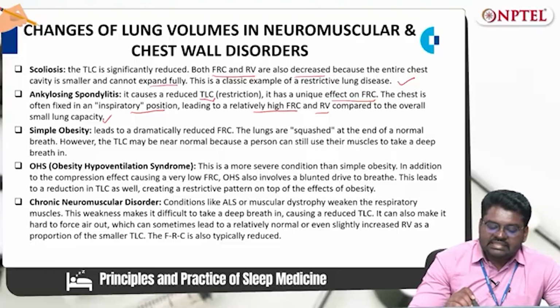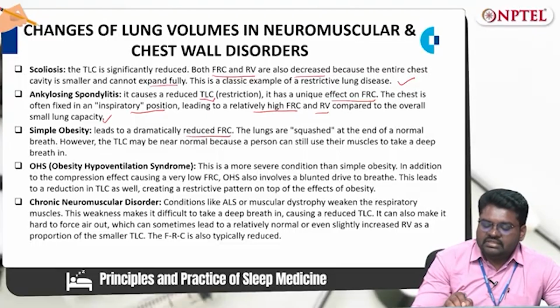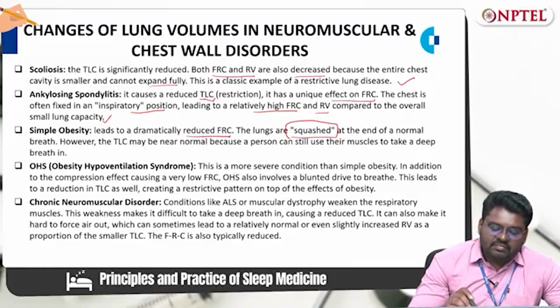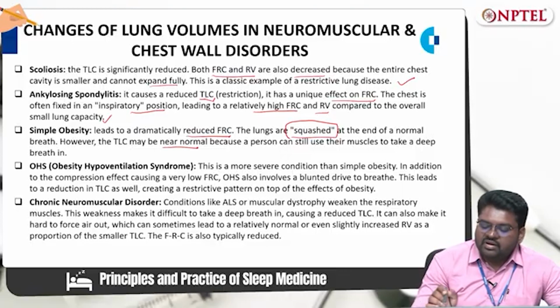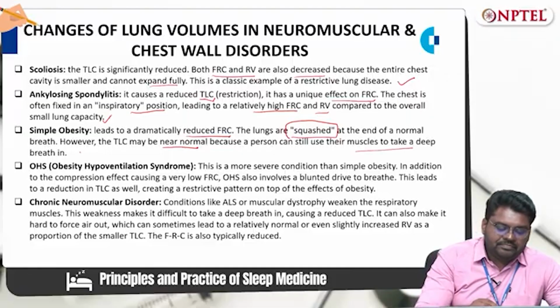Simple obesity leads to a dramatically reduced functional residual capacity. The lungs are squashed as the tummy pushes the lungs up. At the end of a normal breath, however, the total lung capacity may be near normal because a person can still use their muscles to take a deep breath.